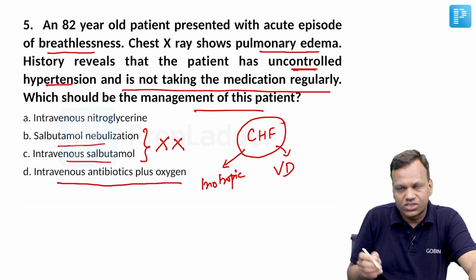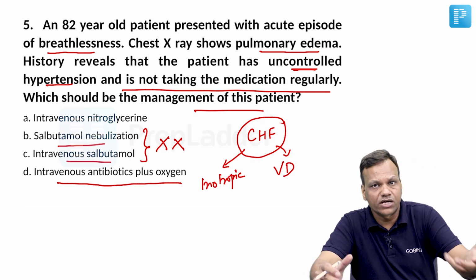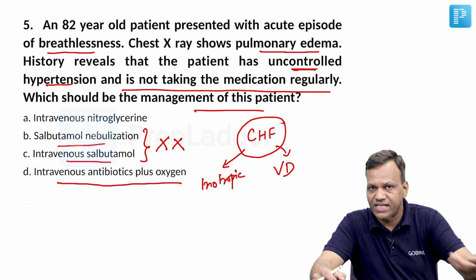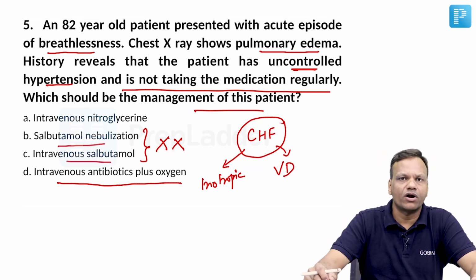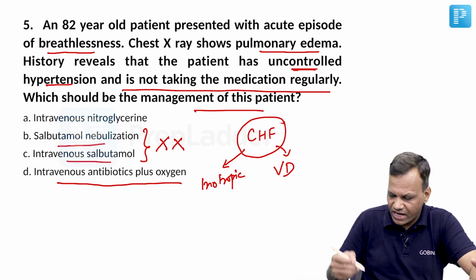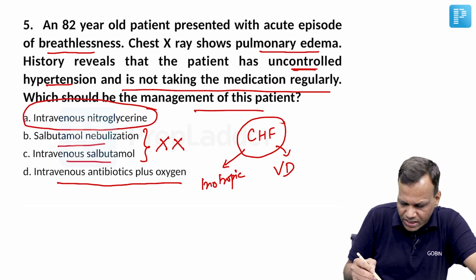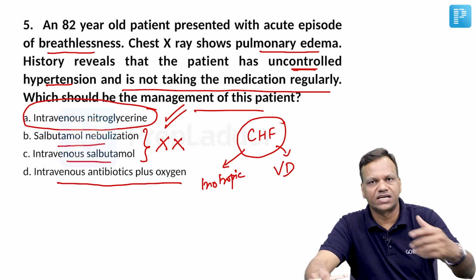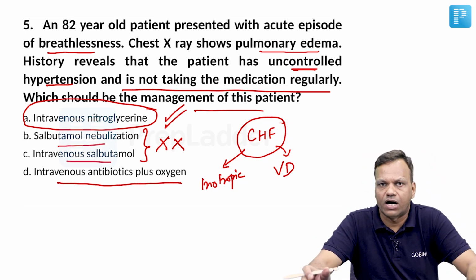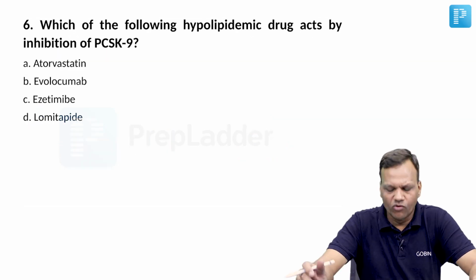Intravenous antibiotics plus oxygen is usually not required. There is no sign of infection. Although we can give, but that is not the immediate treatment. The most important will be to treat the CHF. We have to give a vasodilator like nitroglycerin. So intravenous nitroglycerin will be the treatment of choice in this case. Basically, we have to treat congestive heart failure. Easy question. Okay. Moving to next question.